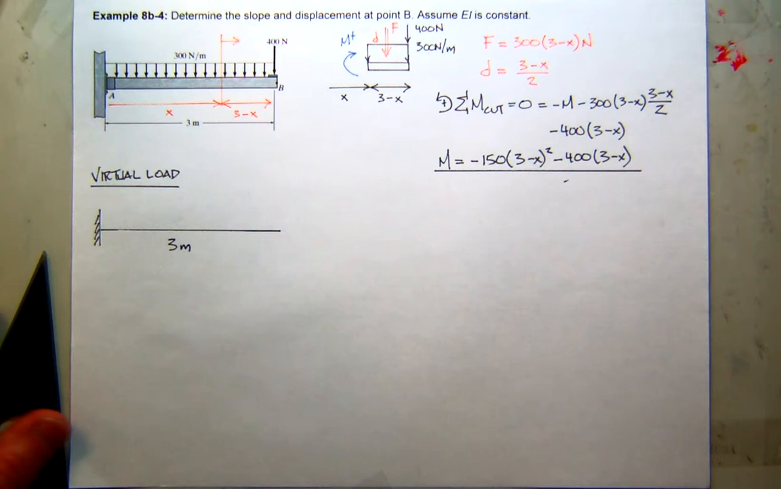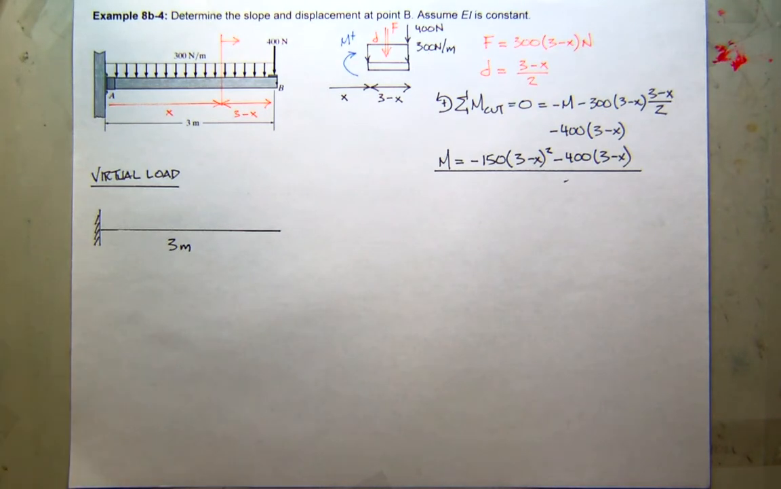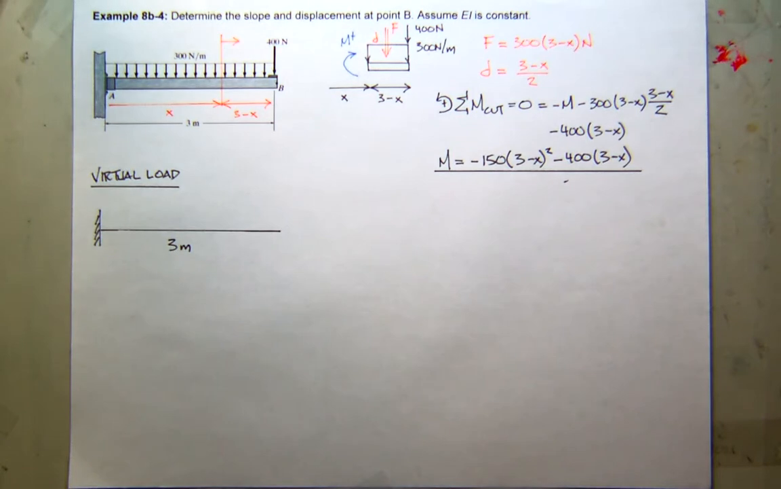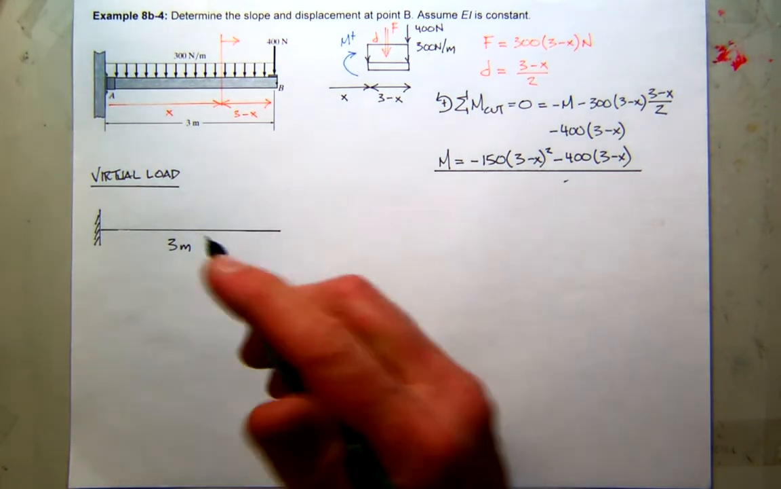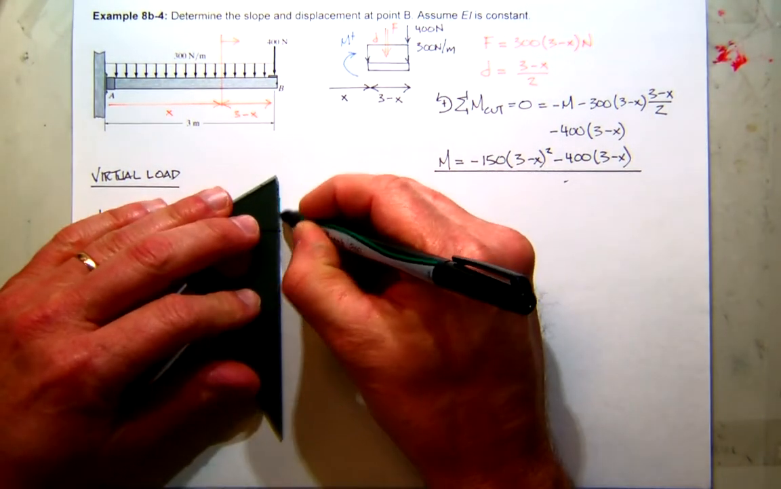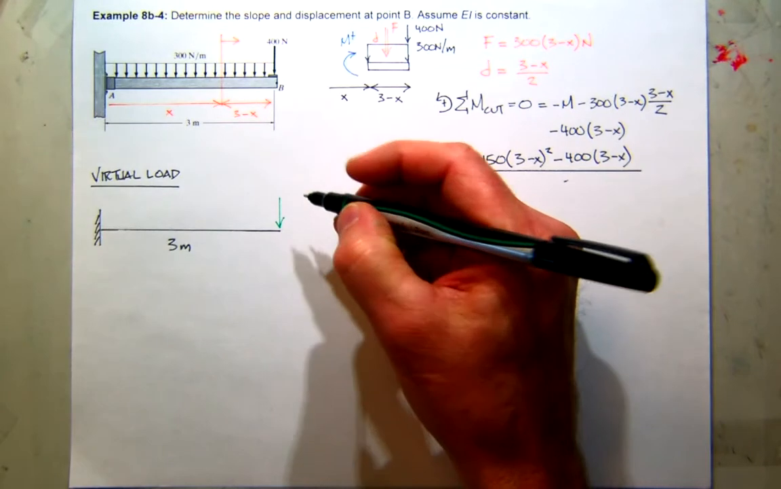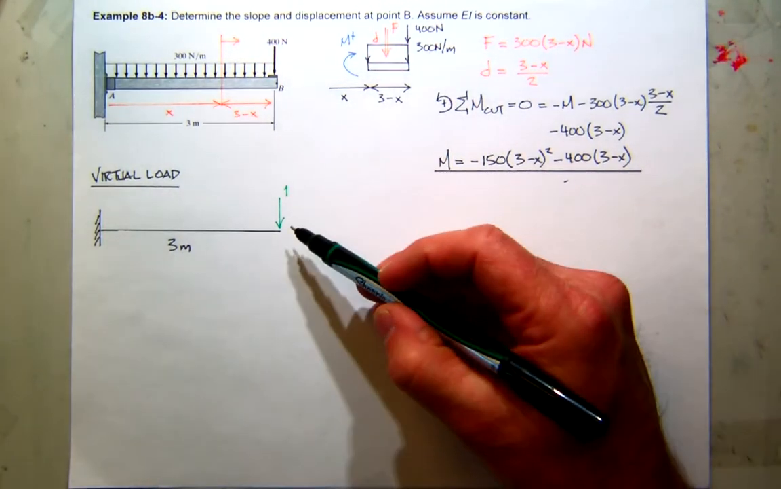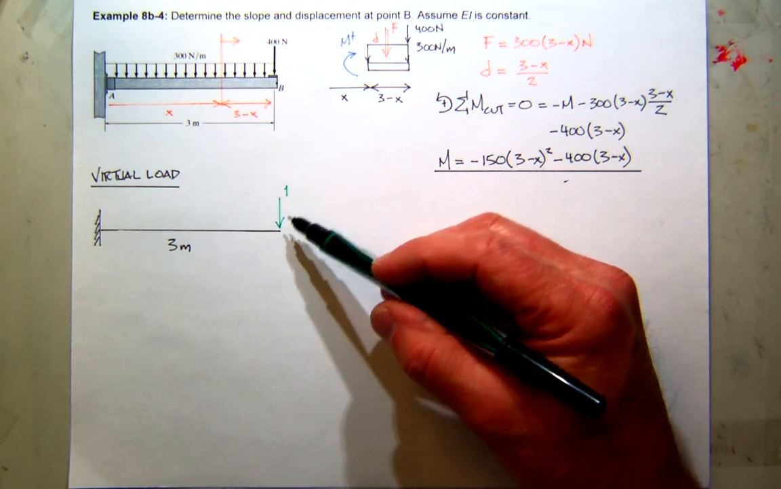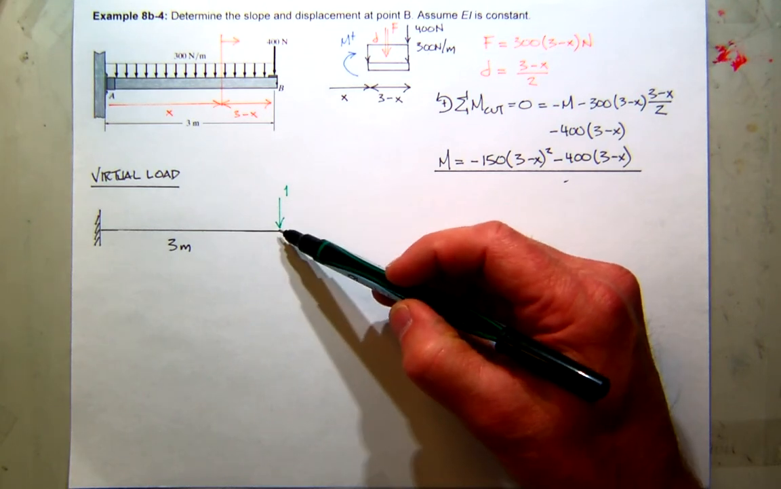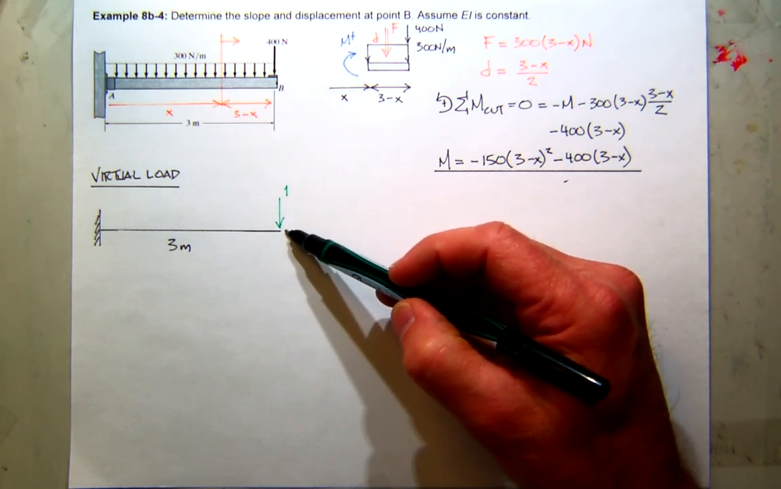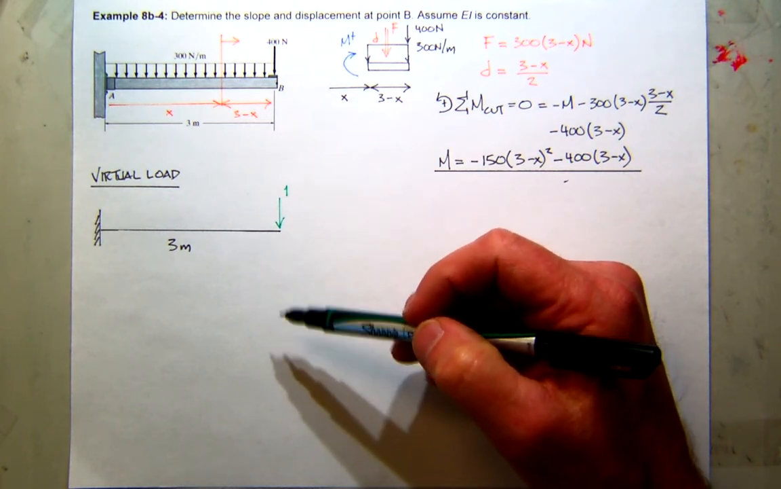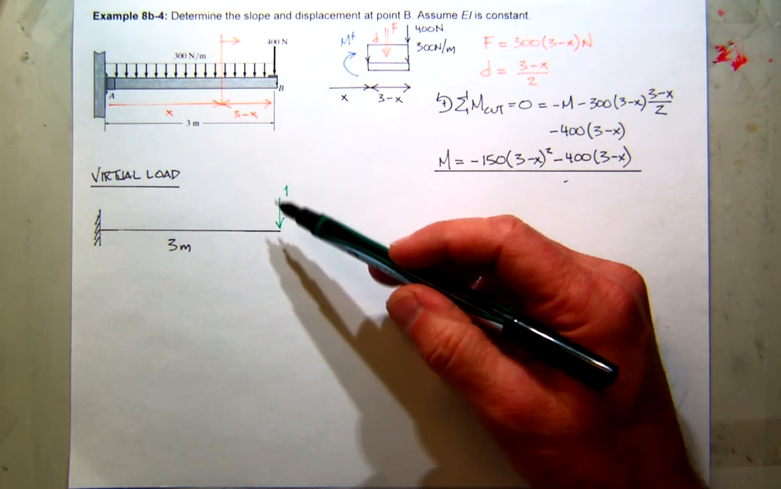And where do I put my virtual load? Well, I want to know the displacement at B. So where's B? It's the free end. So I'll put my virtual load at the free end. Remember, I'm putting it there because that's where I want the displacement. I'm assuming it goes down, so if I get a positive result, it does go down. The virtual load doesn't have a unit, right? No unit.